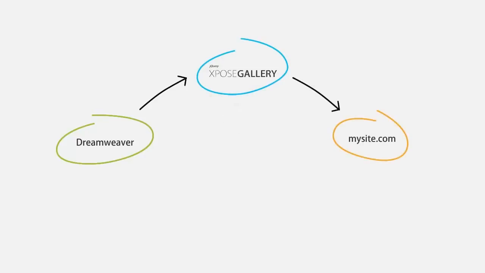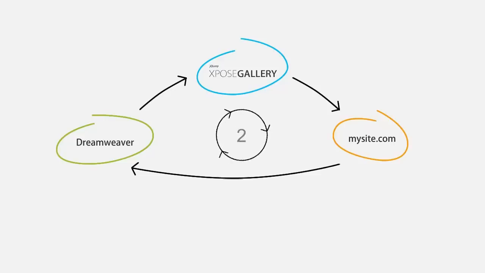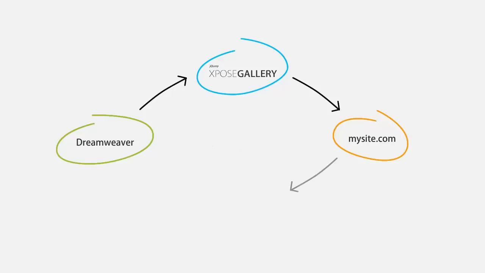To change images to a gallery made with the XPOSE Gallery extension, you had to open Dreamweaver, load your images inside the extension, and then re-upload all files to your site. It was time-consuming to do this again and again and again whenever you or your client needed the gallery photos changed.